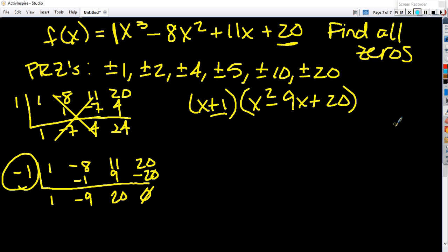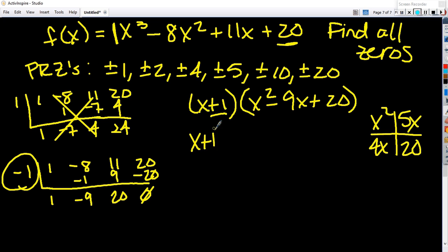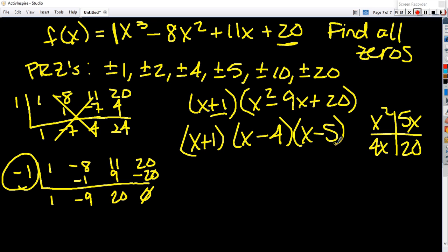All right, factor that. 4 and 5, both signs are negative, so I get x plus 1, x minus 4, x minus 5. But remember, I was asked to find all the zeros. -1, +4, and +5.